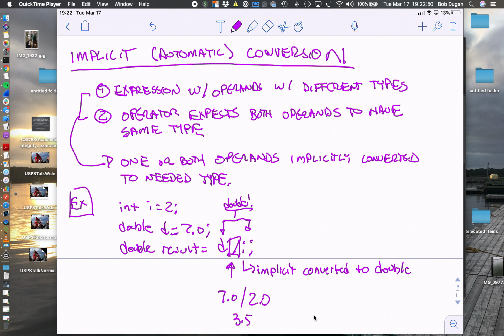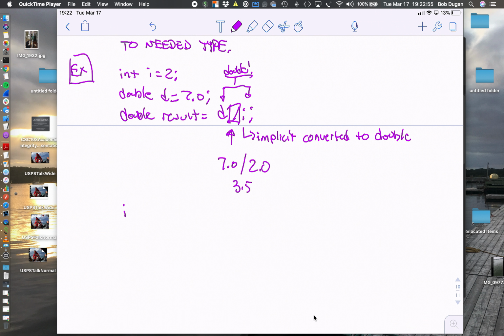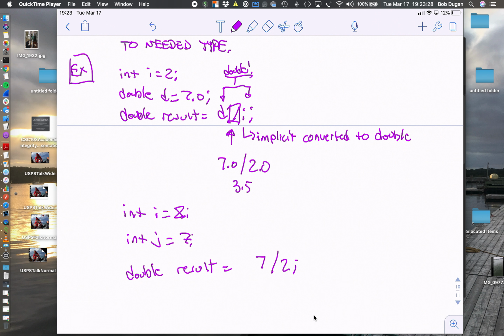All right, so let's look at another example where this happens. What if I have int i is equal to 2, and int j is equal to 7, and I've got an expression that says double result is equal to 7 divided by 2. Now, is there an implicit conversion that happens here? I'm going to take a moment to think about it.